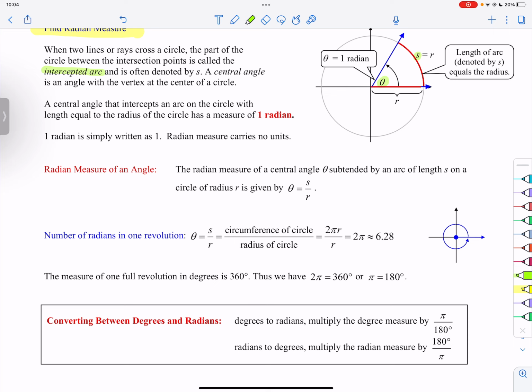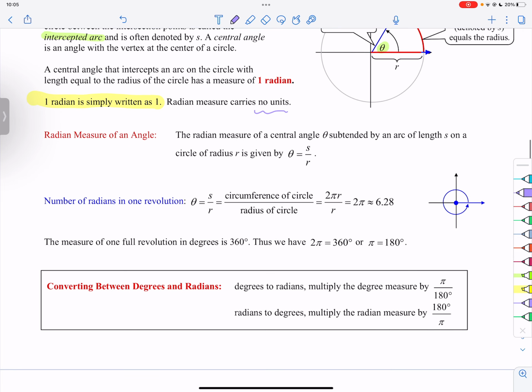Now that may seem like a lot, but I think as we work through these examples, you will see that radians tend to be quite easy to work with. So 1 radian can be written as 1. We have no units on radians. They say it is unitless.